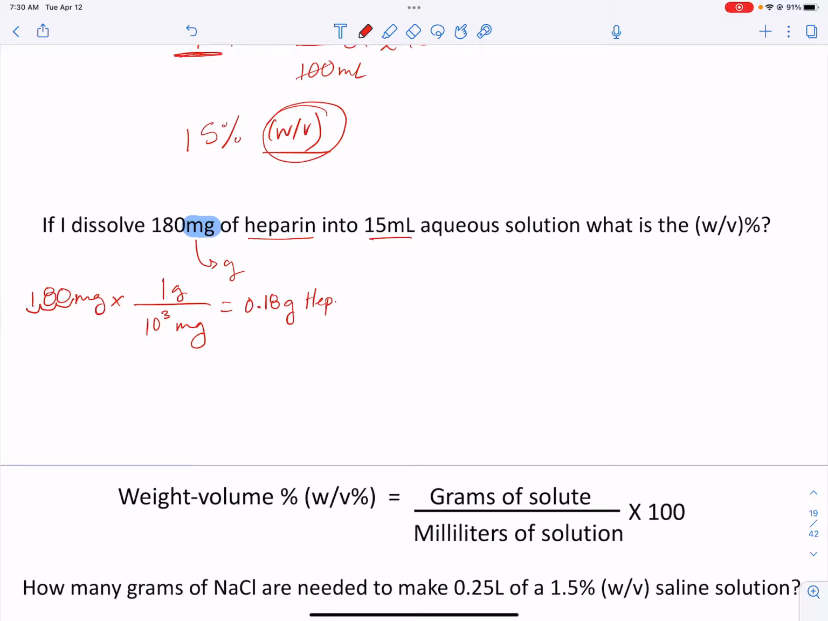Now we can plug everything in and solve for the percent. So you would say the weight volume percent is equal to 0.18 grams of heparin over 15 milliliters of solution times 100. So again, grab your calculator, work this out. 0.18 divided by 15 times 100. You should get 1.2%. So double check me. It's always scary when I do these video recordings because I don't have anybody to double check me. So I hope these answers are all right.